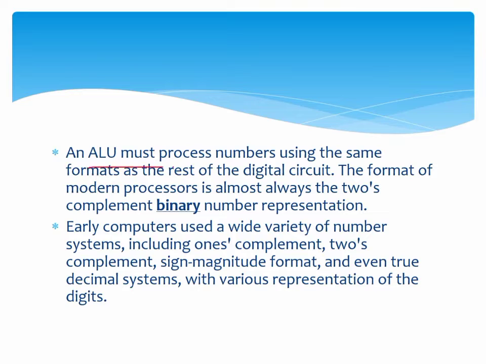An ALU must process numbers using the same format as the rest of the digital circuits. The format of modern processors is almost always the 2's complement binary number representation. Early computers used a wide variety of number systems, including 1's complement, 2's complement, and sign-magnitude format, and even true decimal systems with various representations of digits.